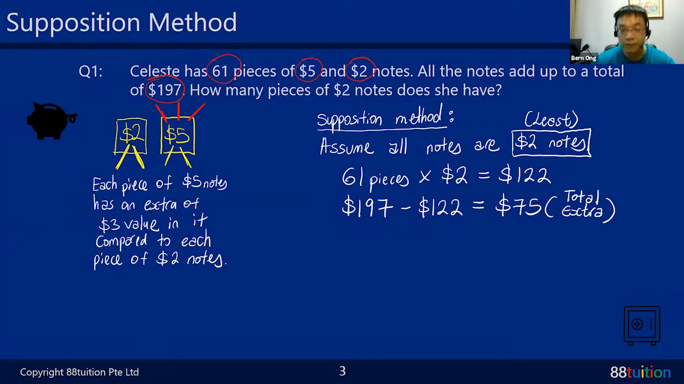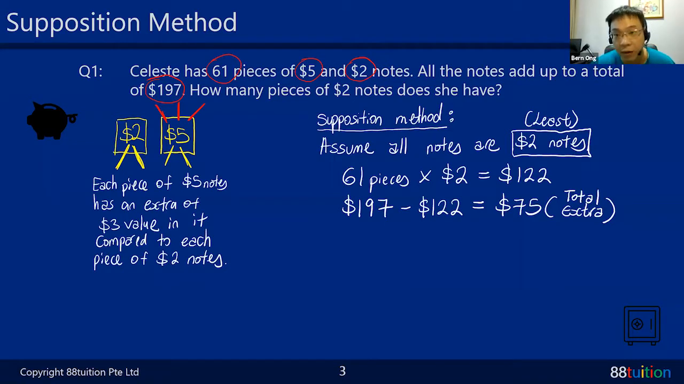Can you see now? According to the question, I got $197. But I assume all 61 pieces are $2. If I do that, I only should have $122. But there's a problem. How come there's a difference? There's a difference of $75. This $75 is like the extras, right? So my question is, where do the extras come from?